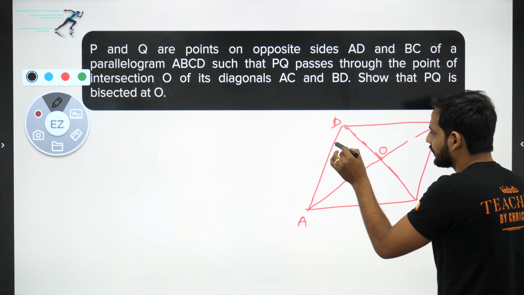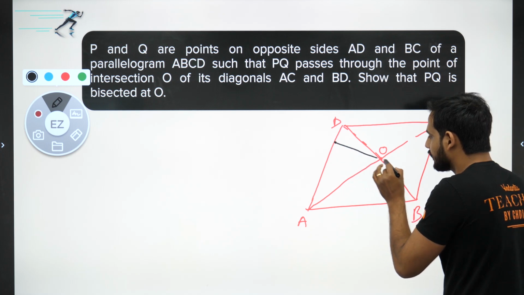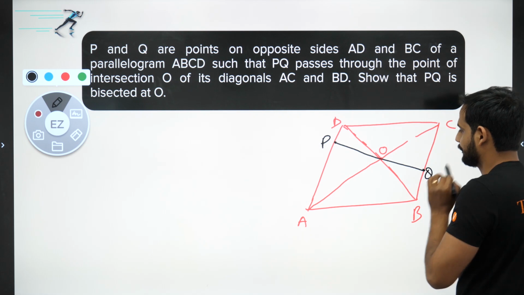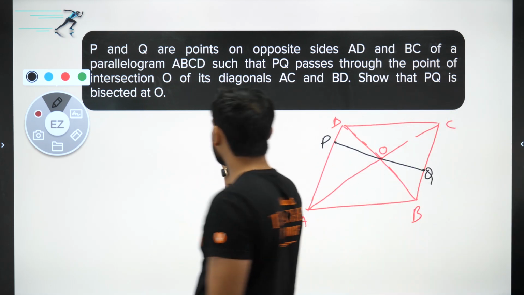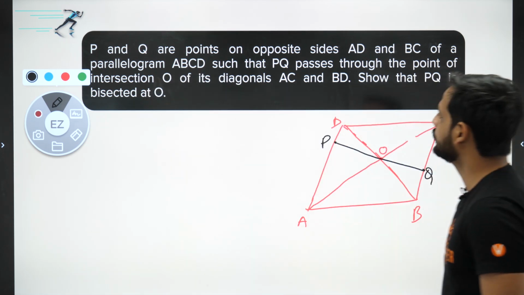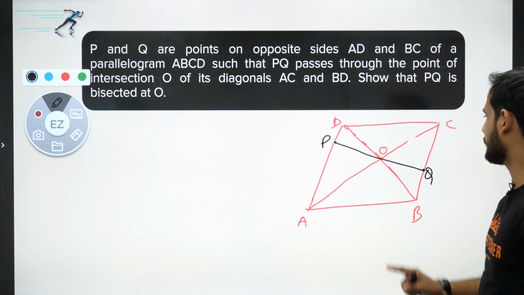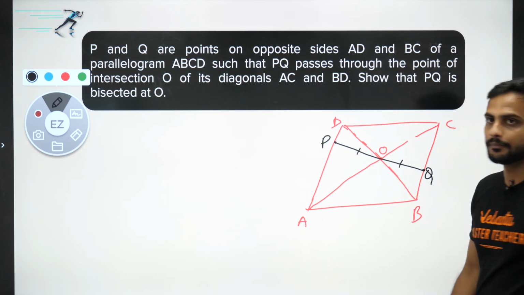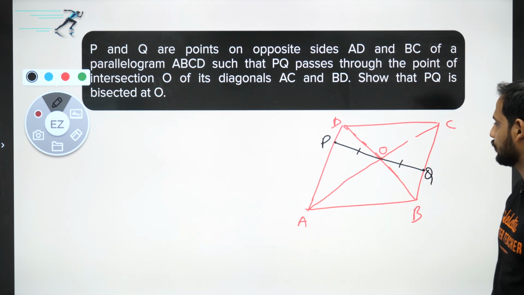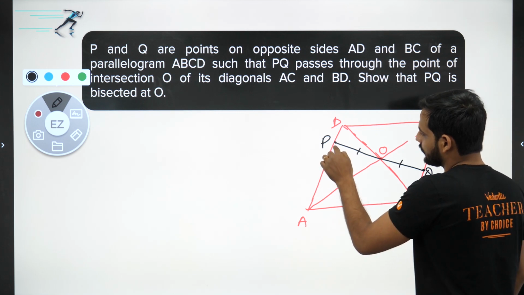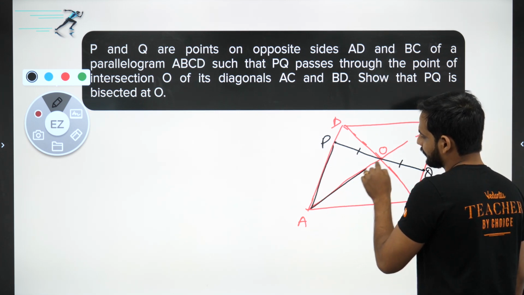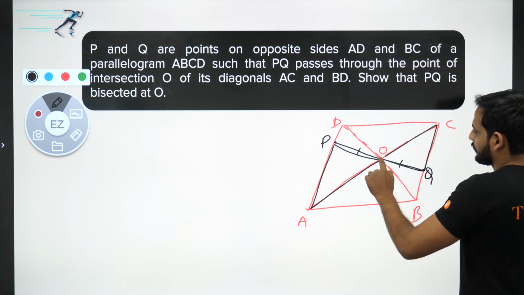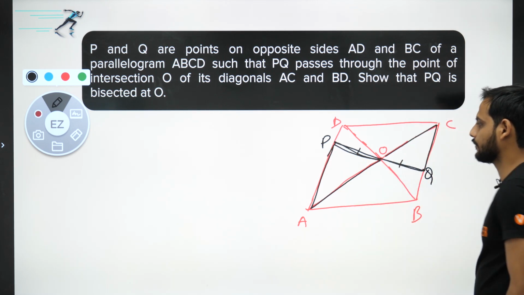So PQ is somewhat like this, let us say. This is P, this is Q. So PQ is such a line, P is on AD, Q is on BC. You have to prove that PQ is bisected at O. That means you have to prove that PO is equal to OQ. Now focus on these two triangles.